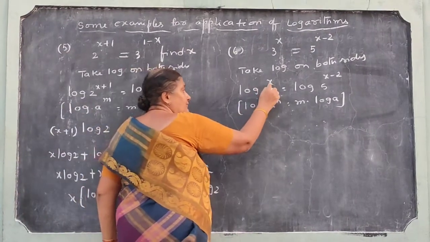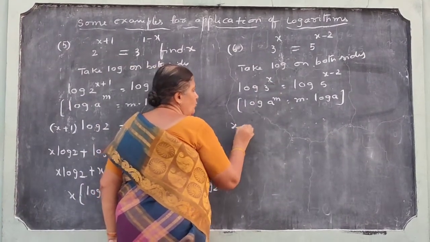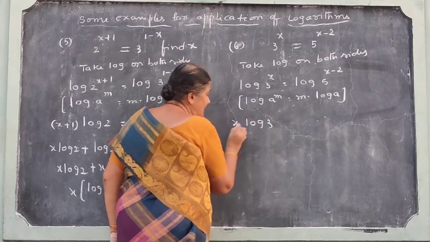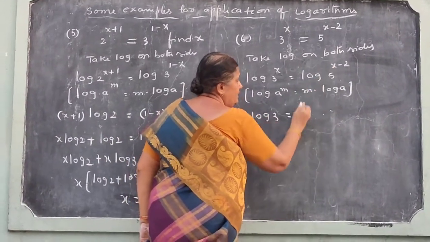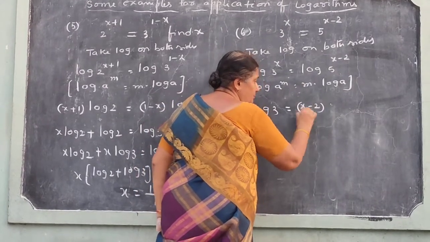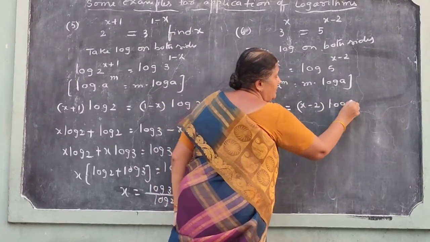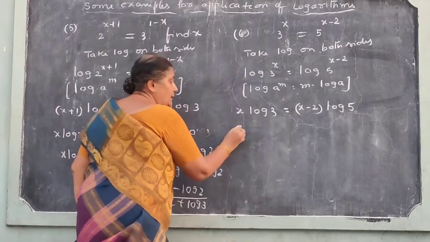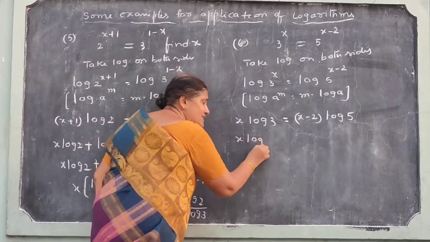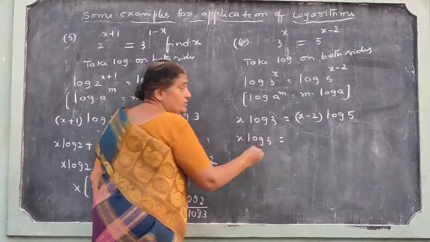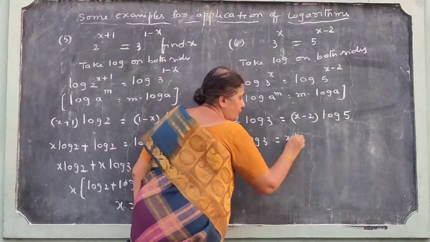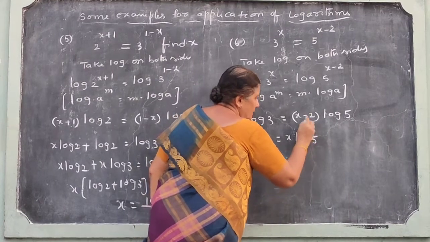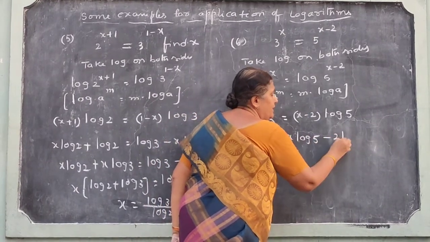By applying the formula for LHS, x into log 3. It is not an expression, it is a single term. That's why I don't need to put it in brackets. Is equal to, m means x minus 2. It is an expression, put it in brackets. Into log a means log 5. There is no multiplication in LHS, rewrite it as it is. RHS, you must go to general multiplication. x into log 5, x log 5. Minus 2 into log 5, minus 2 log 5.